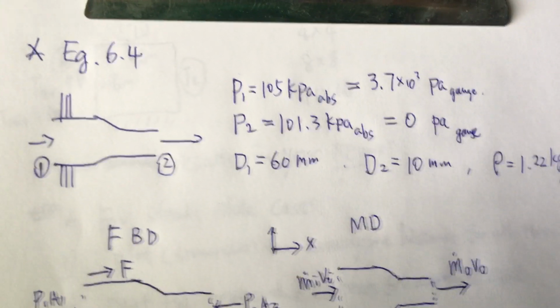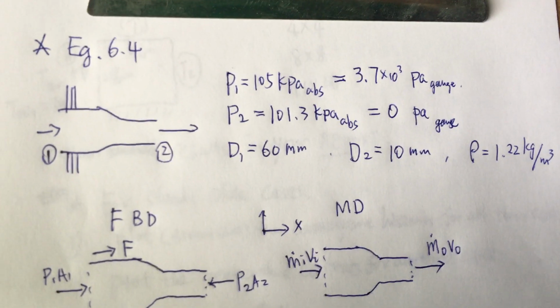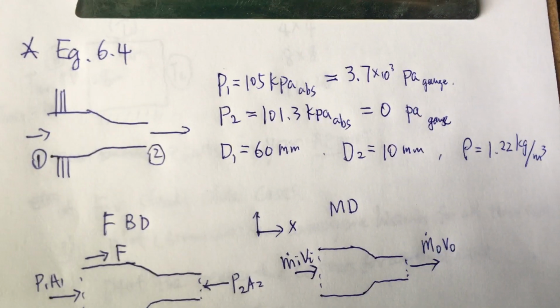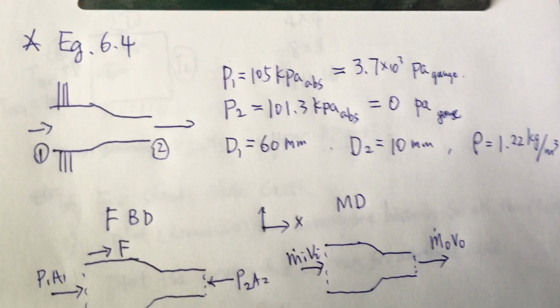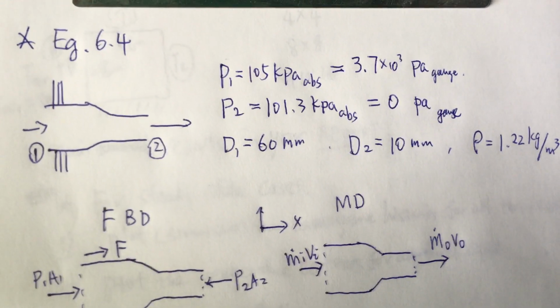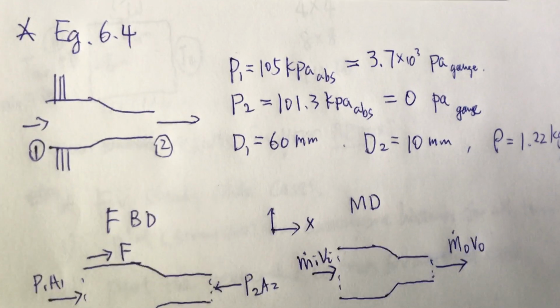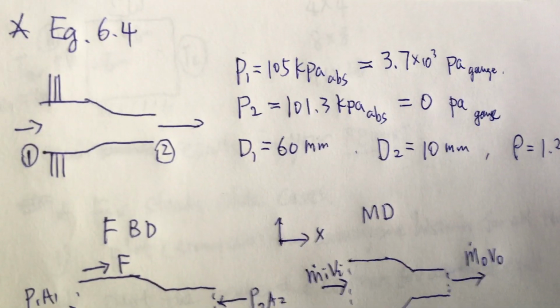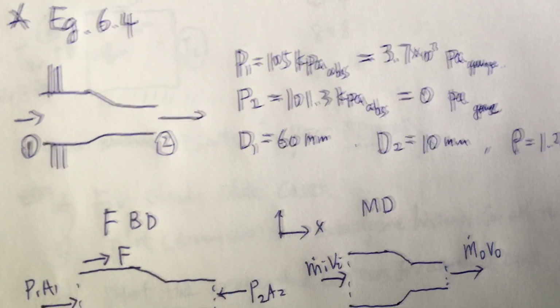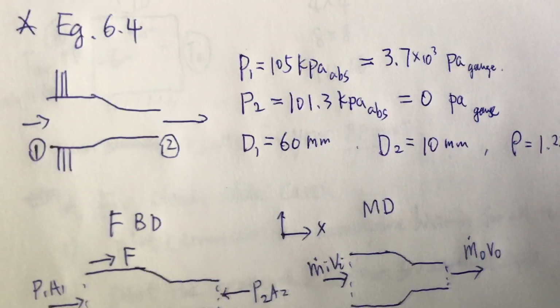Okay, let me give you the first example. Example 6.4 in the textbook. The problem is like this. There's a nozzle held by a flange, and the nozzle has an inlet and outlet. Let's say the inlet is 1 and the outlet is 2, the 2 locations, right?